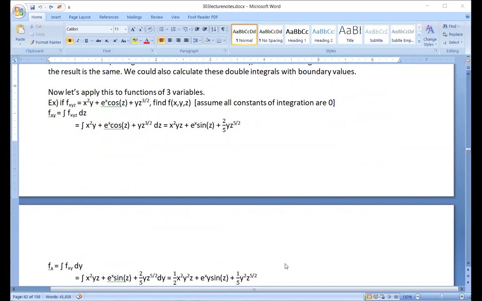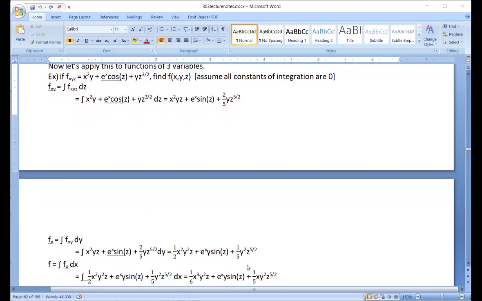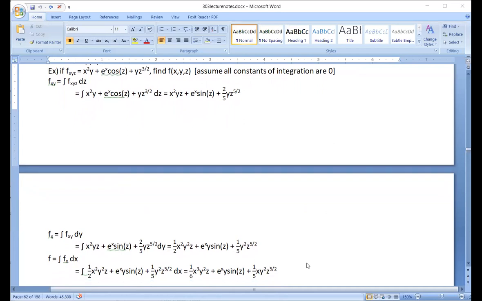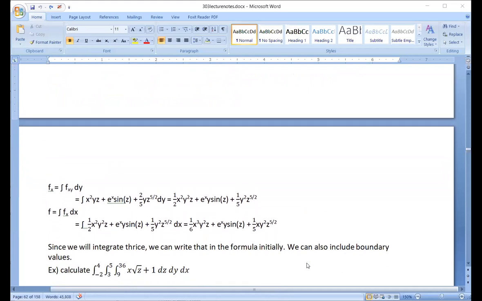And now we got to integrate one more time with respect to x to get back to f. So the integral of that whole thing, dx, gives us 1/6 x cubed y squared z plus e to the x y sine z plus 1/5 x y squared z to the 5 halves. So it's the exact same thing. There's just basically more of it. And then, of course, you can also do this whole thing, including boundary values. So what would that look like?